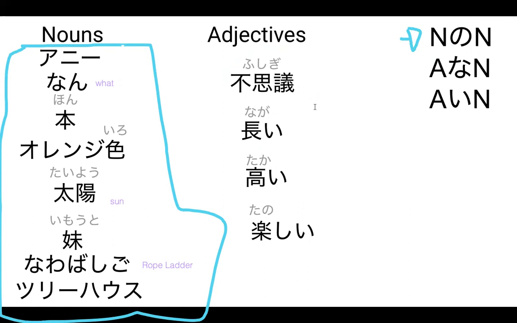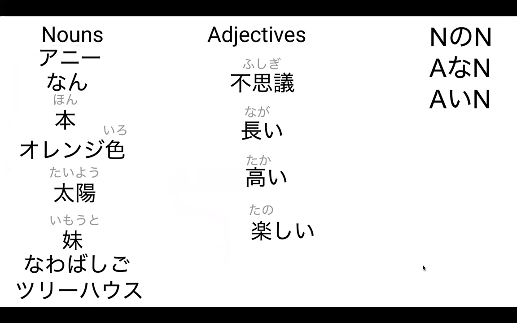Fushigi no sun. Oh, not sun, sorry. Fushigi is an adjective, and we're looking for nouns. Oh, we're going for the first one. Sorry, I was going for the bottom. Okay. Hon no. Oh, hon, sorry. Hon no imoto.